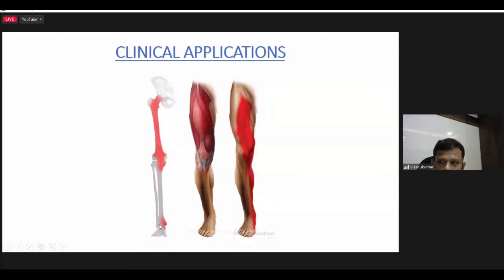Okay. But nowadays, with advancement, we are doing other blocks like the PENG block, which is effective for hip fracture analgesia. And these are the myotomes involved. Myotomes means muscles, basically rectus femoris, vastus lateralis, vastus medialis, sartorius, and adductor muscles. Okay. And this is the dermatome involved.